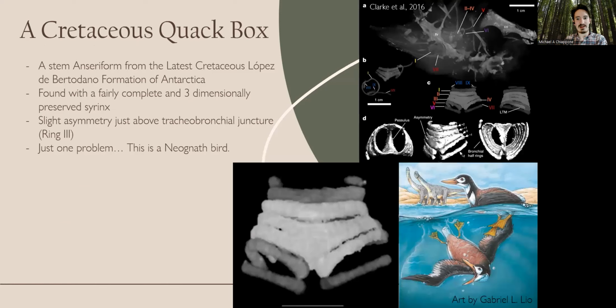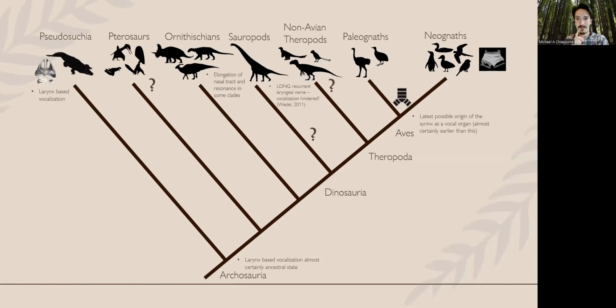Now, we have one more fossilized syrinx, and this is the oldest one, from a stem anseriform from the late Cretaceous of Antarctica called Vegavis. Now, this is found fairly complete and three-dimensionally preserved, with slight asymmetry just above the tracheobronchial junction. And this is amazing. This is a Cretaceous vocal organ. But there's just one problem for using it to interpret everything about syrinx evolution. This is a neognath bird. Now, if you look on the far right there, neognaths are one of the two main clades of birds alive today, along with paleognaths.